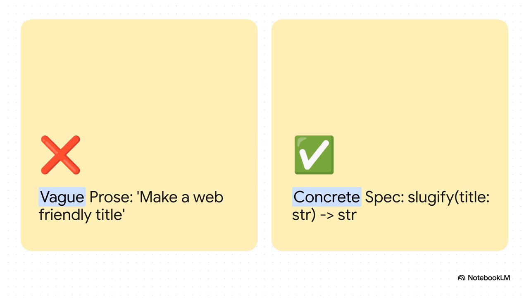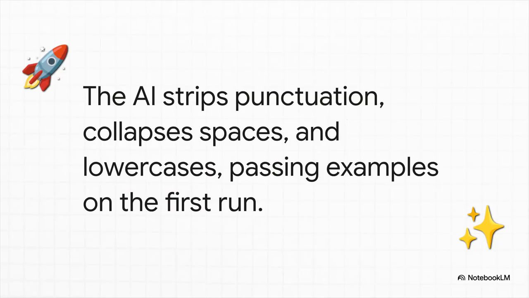But look at the concrete spec. You define Slugify as taking a string and returning a string, accompanied by two very, very clear examples of what the output should actually look like. And because you set up that strict contract, the result is completely flawless. The AI looks at your examples and deduces exactly what the body needs to do. It realizes, oh, I need to strip out the punctuation, collapse the extra spaces, and force everything to lowercase. It writes the exact logic required, and because you already gave it the examples, well, it passes them on the very first run. Literally zero back and forth required.